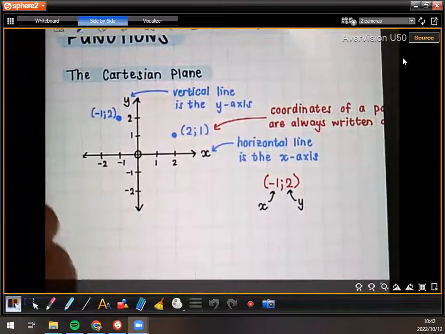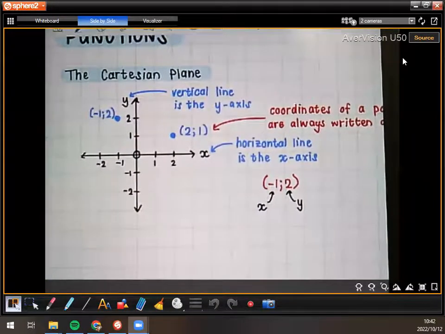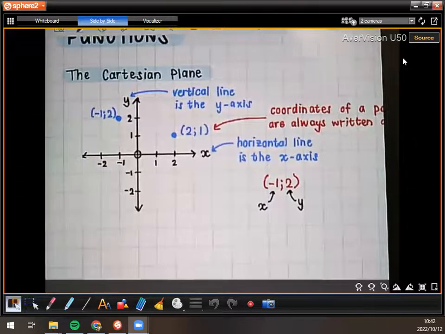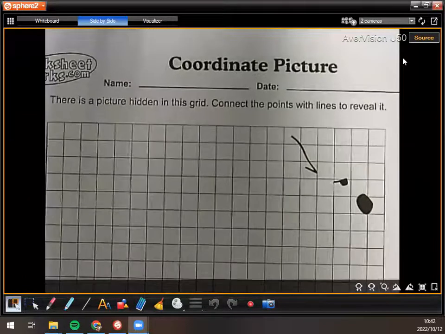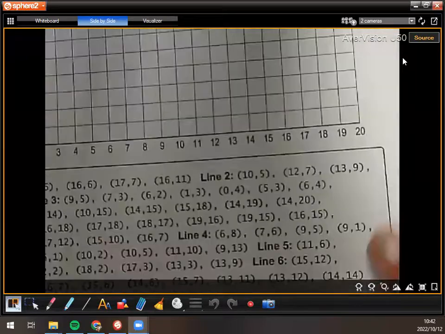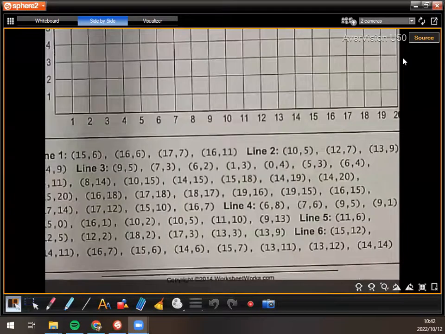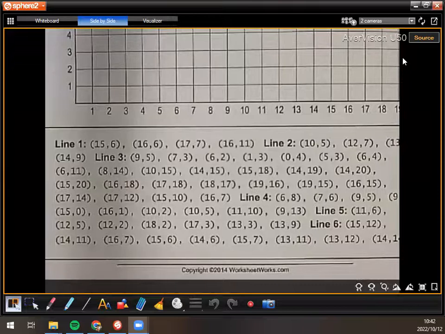Okay, I'm going to hand out some worksheets now. And you are not all going to get the same worksheet, all right? It's going to look kind of like this. This is just one example of it. So this is a coordinate picture. What they did here is they have listed, you see how many coordinates you're going to have to plot? You see why I said by the end of today, you're hopefully going to be okay with this.